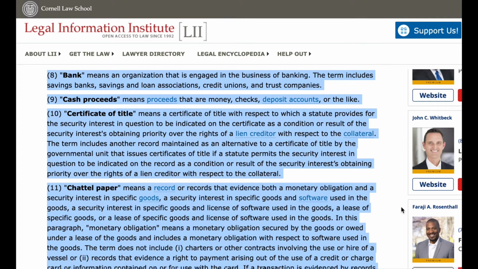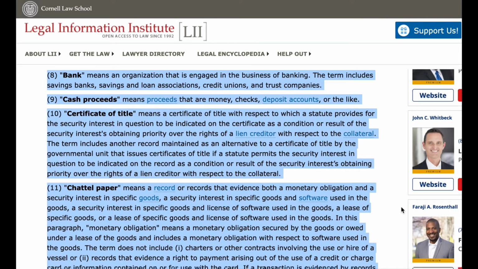The term includes another record maintained as an alternative to a certificate of title by the governmental unit that issues certificates of title if a statute permits the security interest in question to be indicated on the record as a condition or result of the security interest obtaining priority over the rights of a lien creditor with respect to the collateral. 11. Chattel paper means a record or records that evidence both a monetary obligation and a security interest in specific goods, a security interest in specific goods and software used in the goods, a security interest in specific goods and license of software used in the goods, a lease of specific goods, or a lease of specific goods and license of software used in the goods.